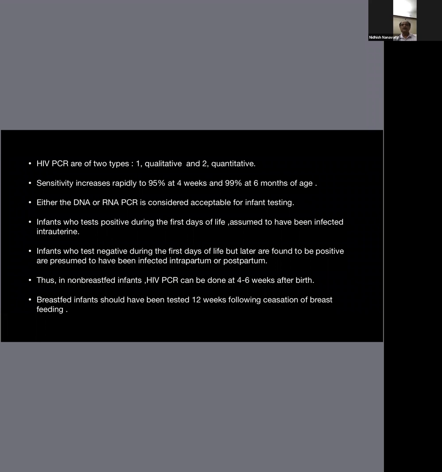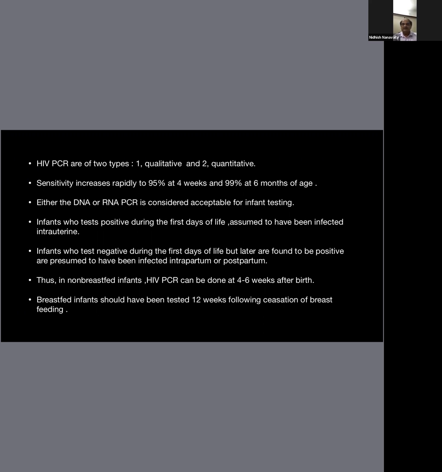HIV PCR is of 2 types. One is qualitative and another is quantitative. Sensitivity increases rapidly to 95% at 4 weeks and 99% at 6 months of age. Either the DNA or RNA PCR is considered acceptable for infant testing.